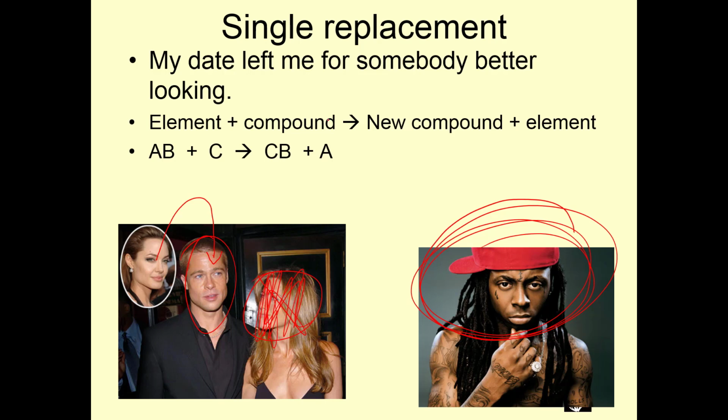So here, an element plus a compound makes a new compound and an element. So see how A, B, and C, do you see how C can replace A? So I get CB plus A, left alone.